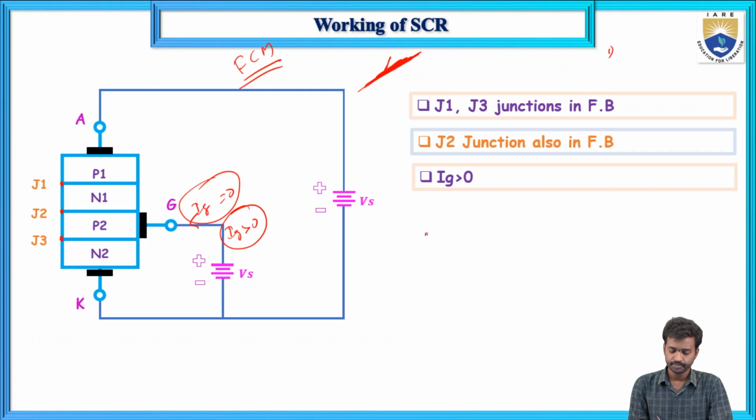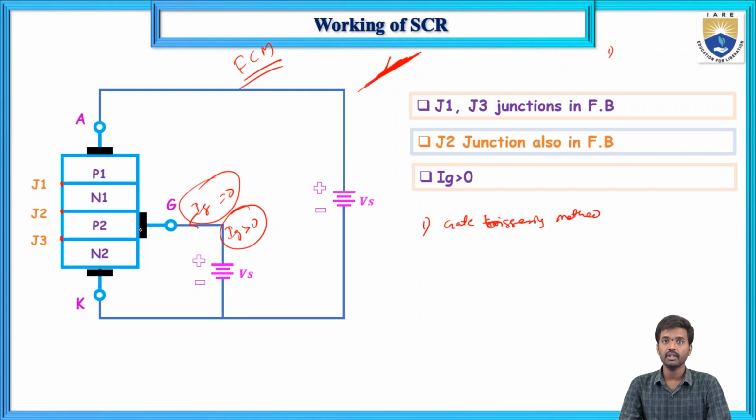The first method is the gate triggering method. When anode and cathode are in forward bias and we give a positive gate pulse, it turns on. The second method is VS greater than VBO, the forward breakover voltage. Initially the two junctions are forward biased and this one is in reverse bias.